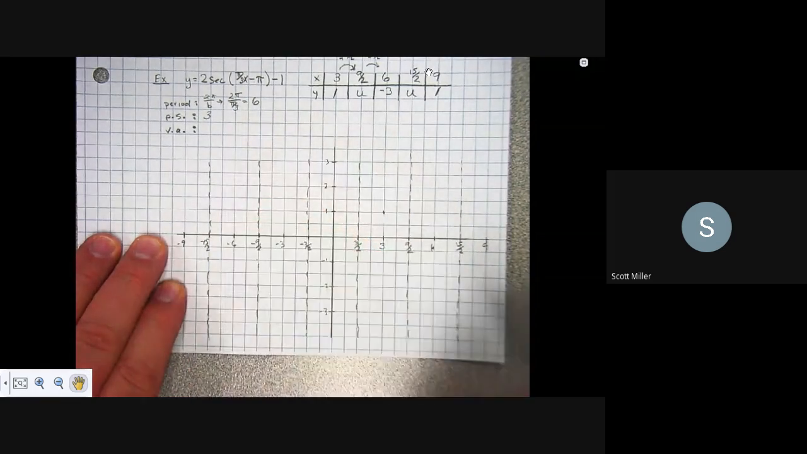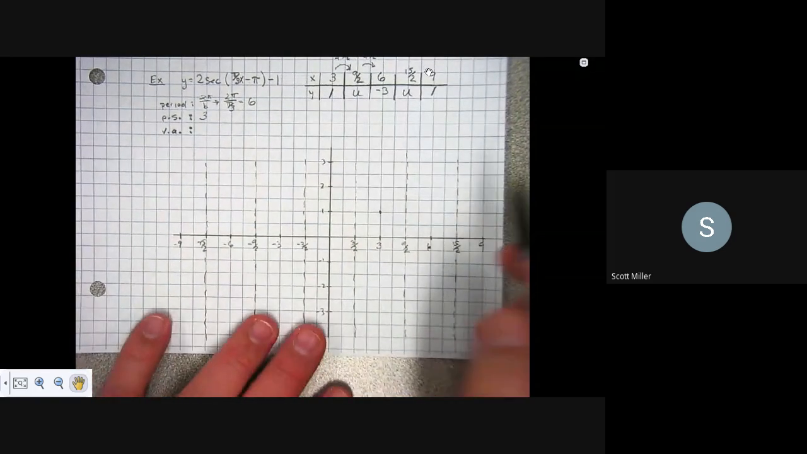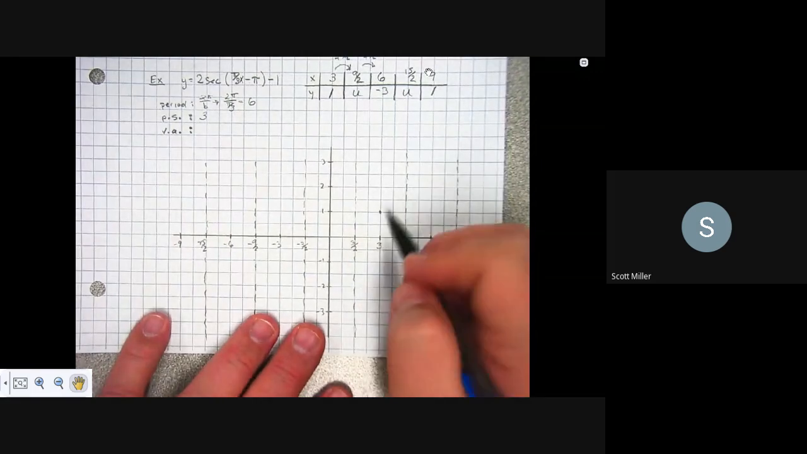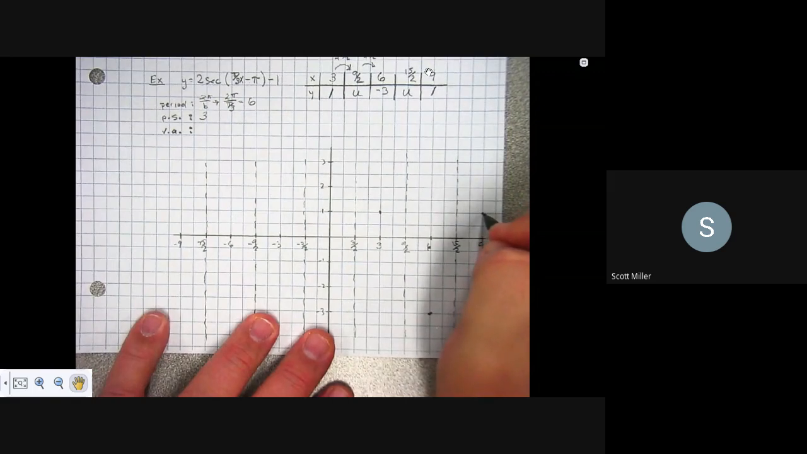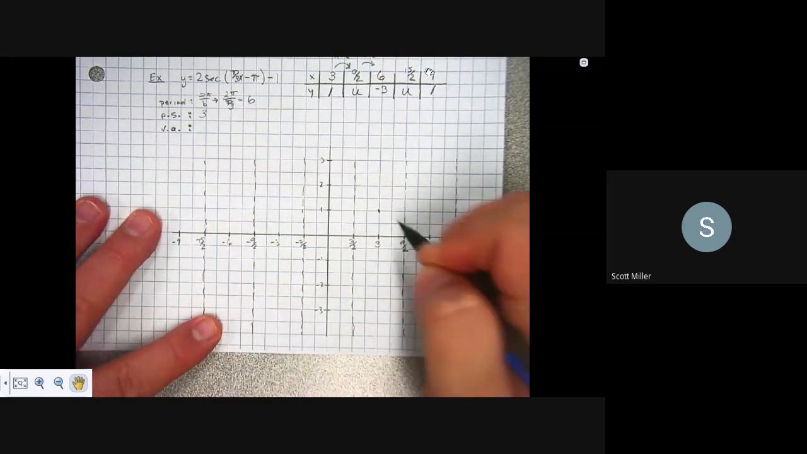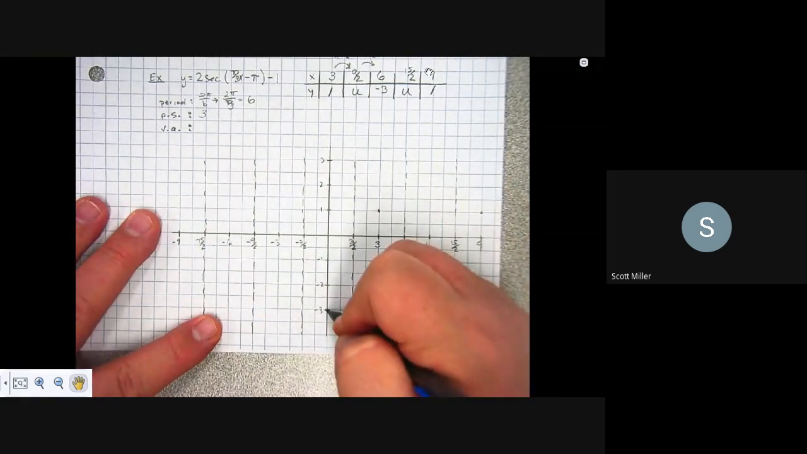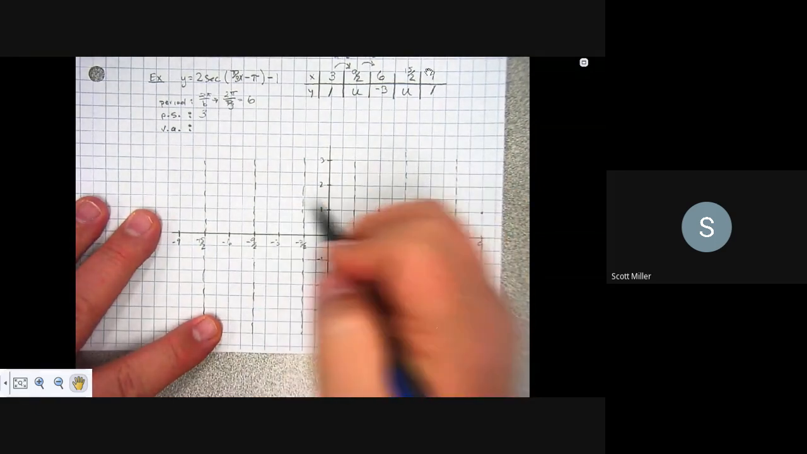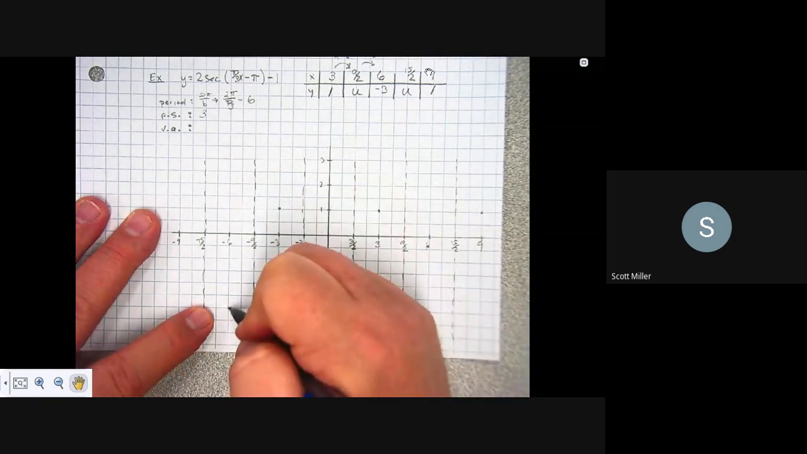You are required to do a minimum of 2 periods. If you go more than that, that's fine. It's not a big deal. So at 6, we're at -3. 9 is back to 1. And so high, low, low, right in the middle. And then high, and then back low, right in the middle.